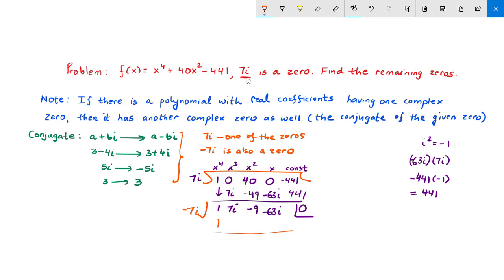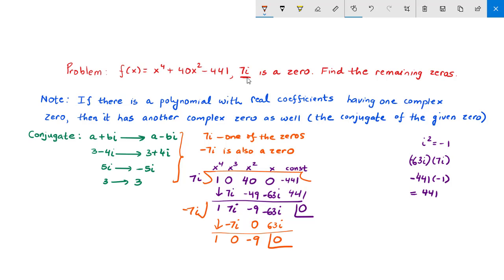So I will continue like this. 1 is carried as it is, copied as it is. 1 times negative 7i is negative 7i. You add, you get a 0. 0 times anything is 0, so I'm going to write a 0 here. And then negative 9, when you add, 9 times 7 is 63. Both are negative, so plus, and an i, so 63i, and I get a 0.